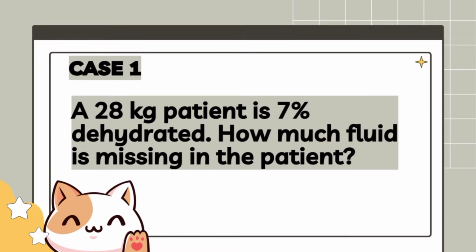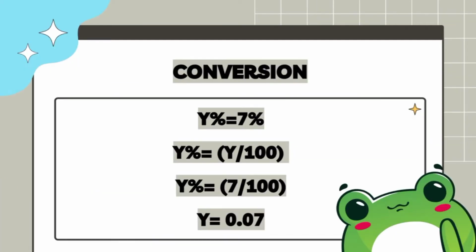Case 1. A 28 kg patient is 7% dehydrated. How much fluid is missing in the patient? The very first thing to do is to know the fluid deficit in the given case. In this case, the fluid deficit is 7%.